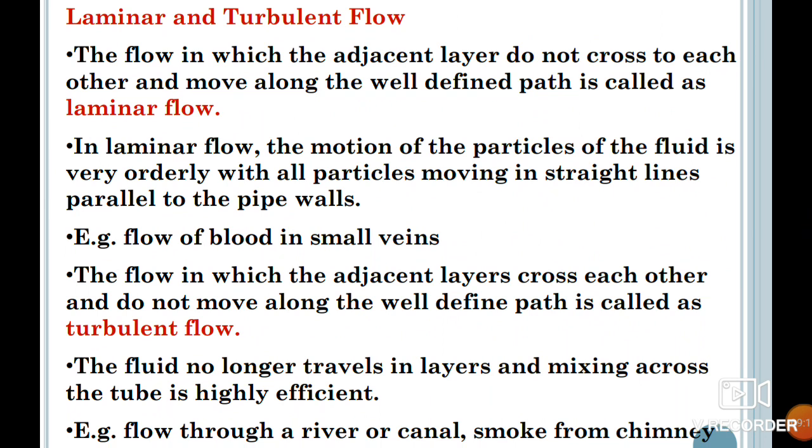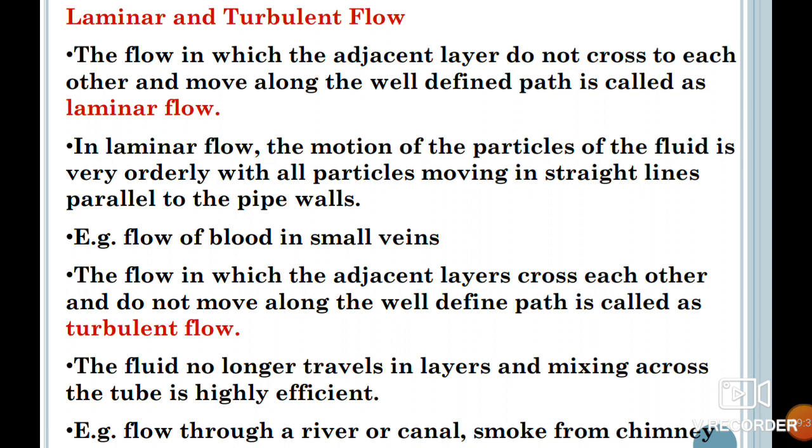category of types of flow is laminar and turbulent. So laminar flow, the flow in which the adjacent layers do not cross each other and move along a well-defined path, is known as laminar flow. You just imagine a small channel in which water is flowing up to a height of 5 centimeter.